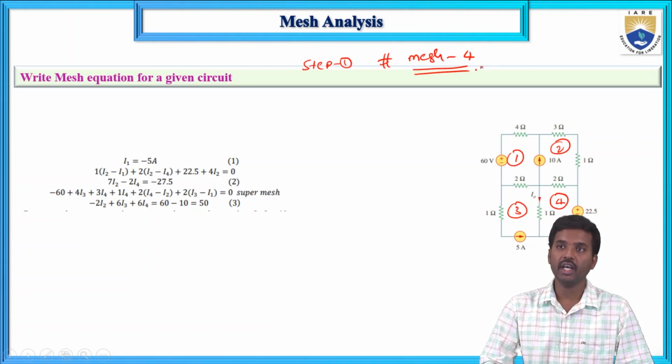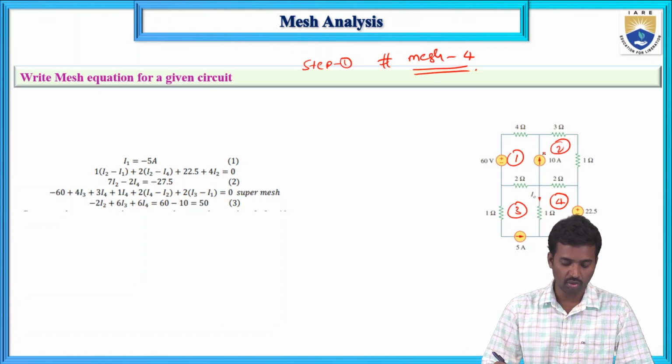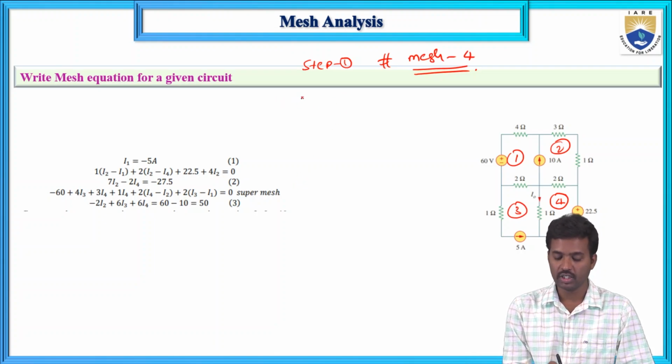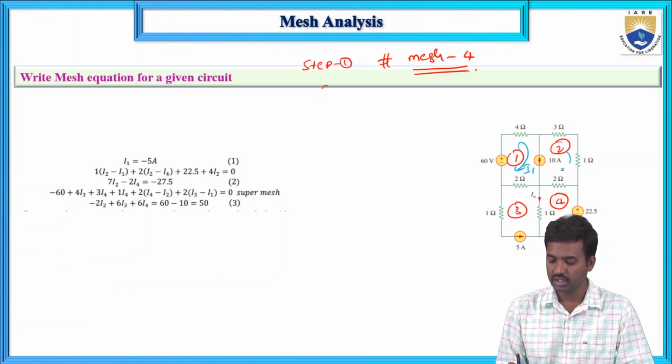Now apply KVL in mesh 1 and next mesh 2, mesh 3 and mesh 4. But here there is a current source in between two meshes, so we cannot apply KVL when a current source is present in a loop. So remove this loop current. Now I am writing the mesh equations. Step 2: I assume the currents I1, I2, I3 and I4 are in the clockwise direction.